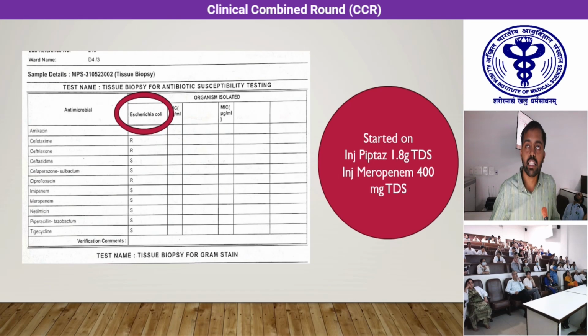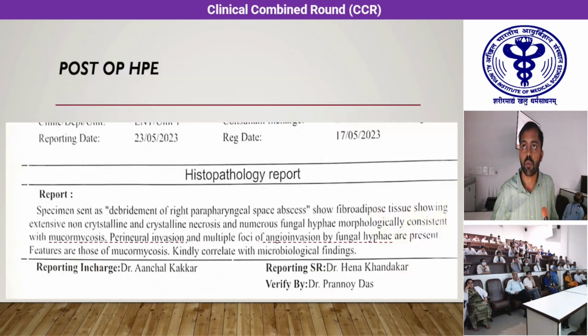Post-operatively, the bacterial culture revealed Escherichia coli, and based on the sensitivity reports, he was started on injection piperacillin-tazobactam and injection meropenem as well. The histopathological report confirmed the diagnosis of mucormycosis, and the patient was continued on the antifungals as well.